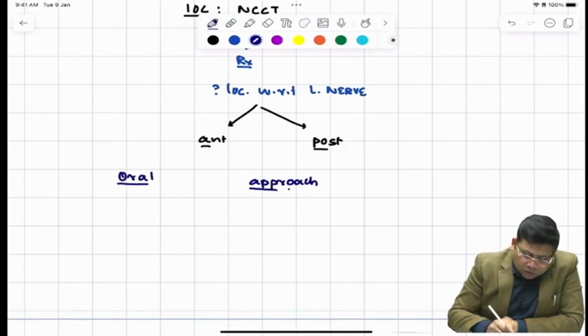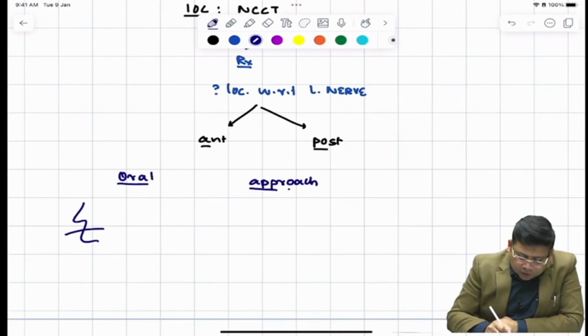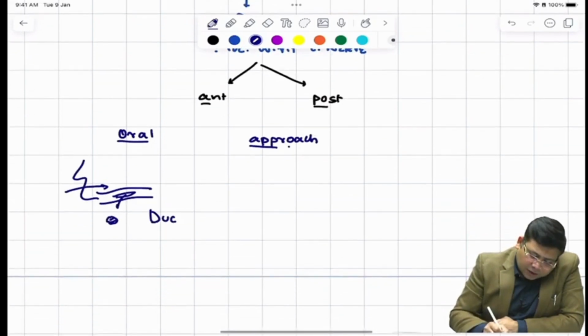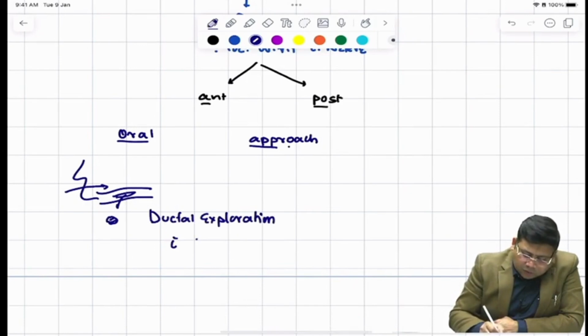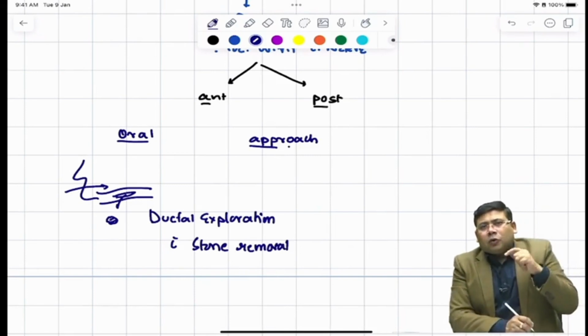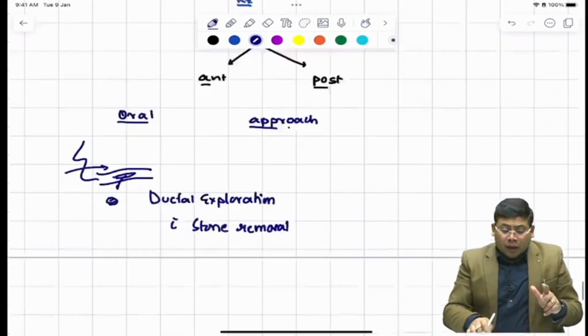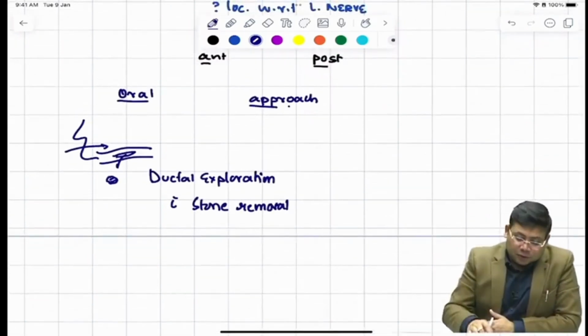So what are you going to do in this case? You are going to enter the oral cavity, open the duct and relieve the obstruction by taking out the stone. This is known as ductal exploration with stone retrieval or stone removal. Remember, this is in the floor of the mouth, so you don't need to close the rent where you have done the ductotomy. But the posterior approach is totally different.